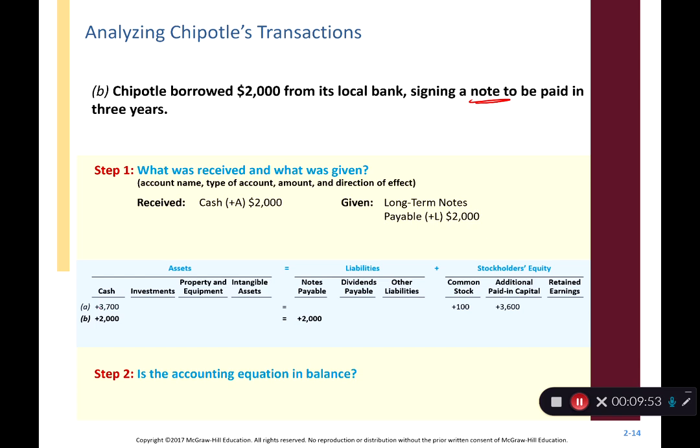So you could see transaction B is what we're focusing on here. Our cash goes up and our liabilities go up. And that puts our equation in balance because both assets on one side of the equation and then our liabilities on the other side go up by $2,000. So I received money, but I owe that money back in the future. So both assets and liabilities go up.